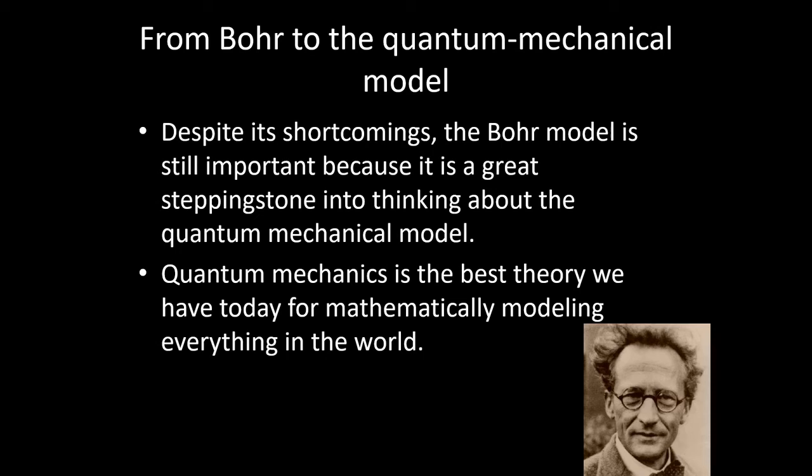So, despite these shortcomings, the Bohr model is still really important, mainly because it helps us understand quantization and the basic idea of how electrons work, where electrons exist, how they exist in an atom. But to really get into the most accurate way that we have right now of describing electrons in an atom, we need to move to the quantum mechanical model. This is the best theory that we have currently, but even the quantum mechanical theory has its issues.